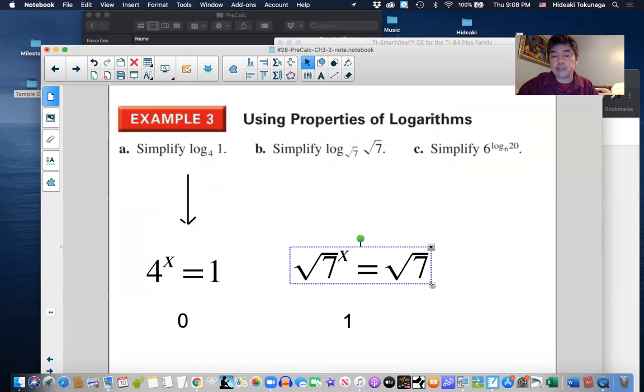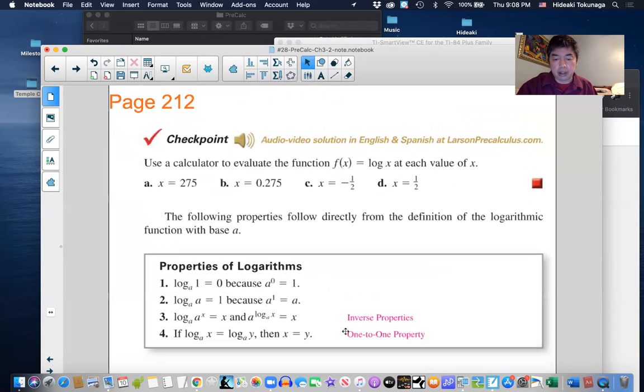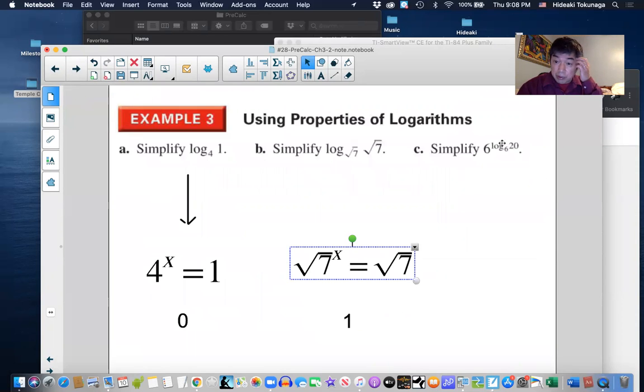Okay, this is inverse function. Let's think about this expression. So 6 to the log base 6 of 20. When you look at the inverse properties right here, obviously this number carries on to appear here on the other side. So you can remember, if you see exponents with a log base and the same number here, this number carries on. So this answer is 20.